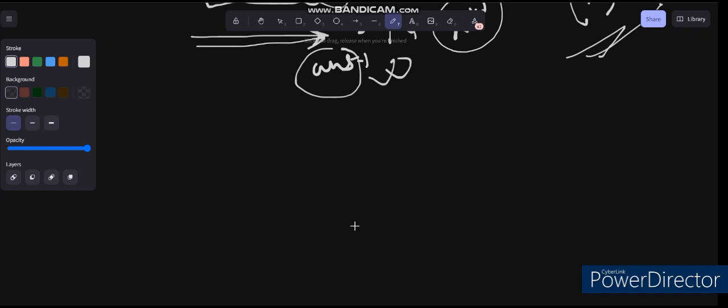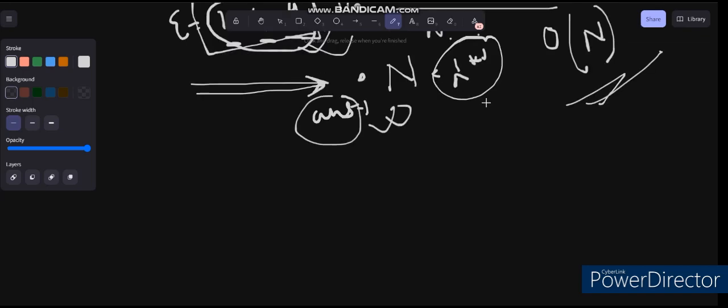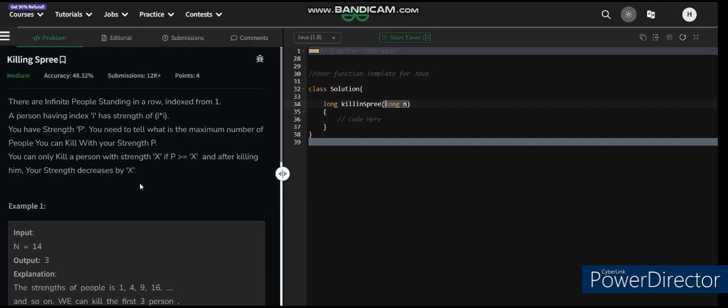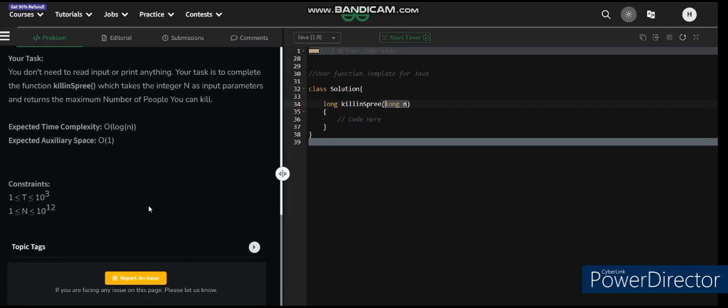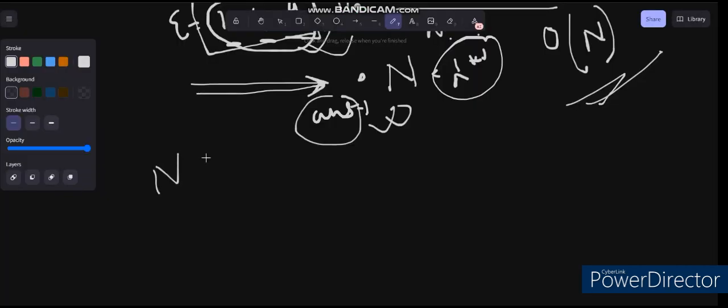But can we optimize this? For optimizing the solution, we have to think a bit. For that, we can look at the constants. T here means test cases, so that does not matter a lot. We can see n belongs from 1 to 10 to the power 12, starting from 1. So what is n? The amount of energy.